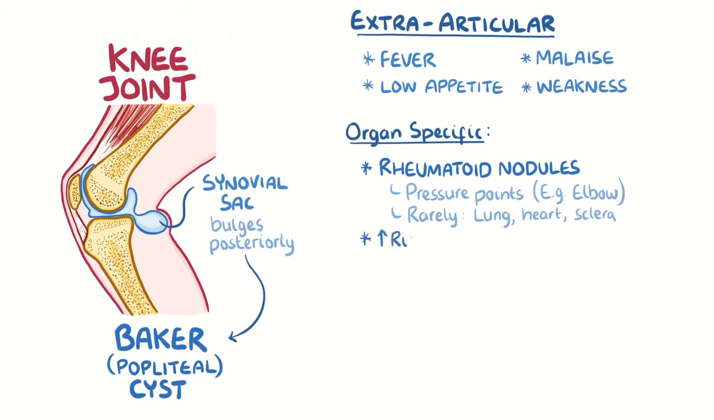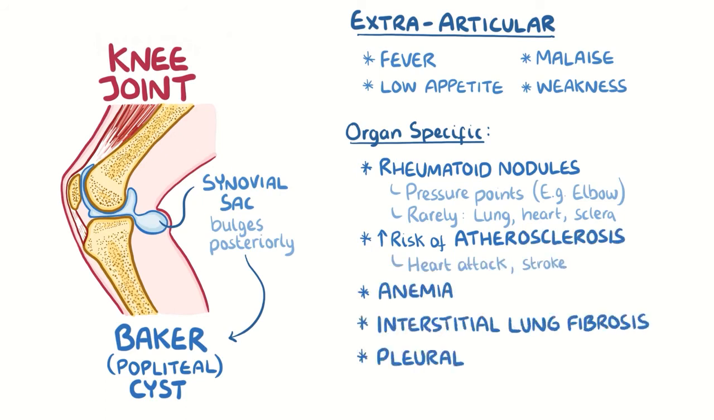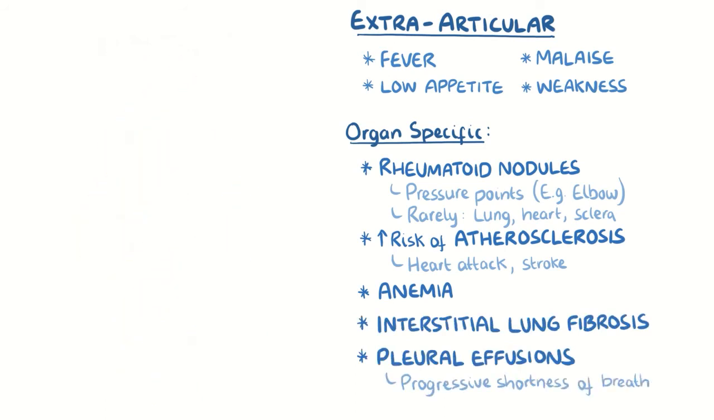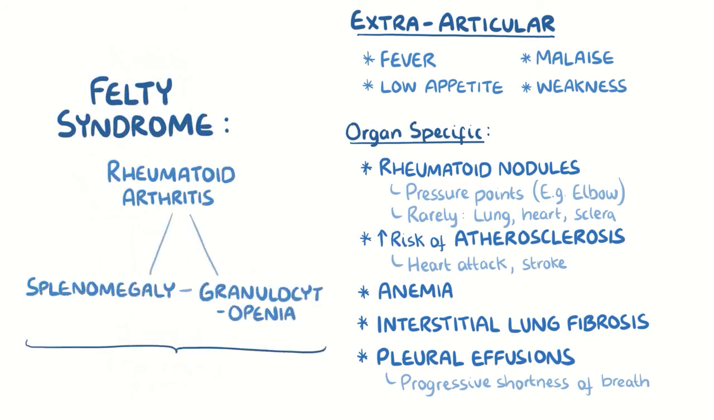There's also an increased risk of atherosclerosis and therefore heart attack or stroke. There's also anemia, interstitial lung fibrosis, and pleural effusions, which can present as progressive shortness of breath. One particularly serious condition that's associated with rheumatoid arthritis is Felty syndrome, which is a triad of rheumatoid arthritis, splenomegaly, and granulocytopenia, and it can lead to life-threatening infections.